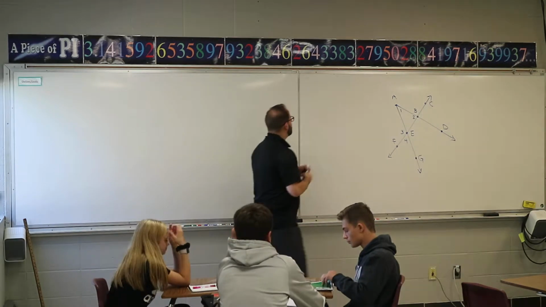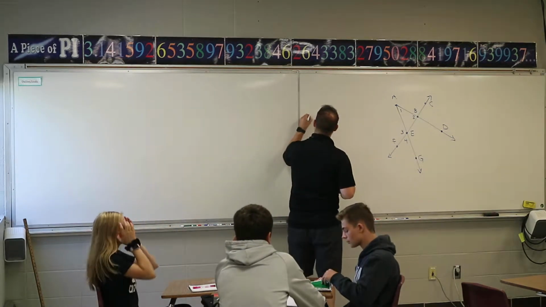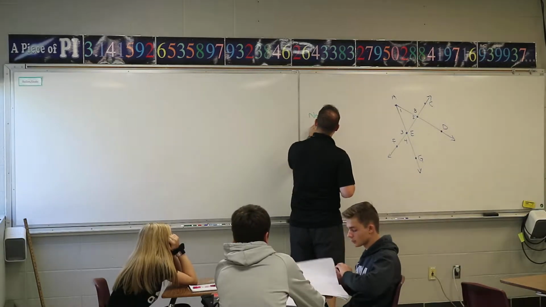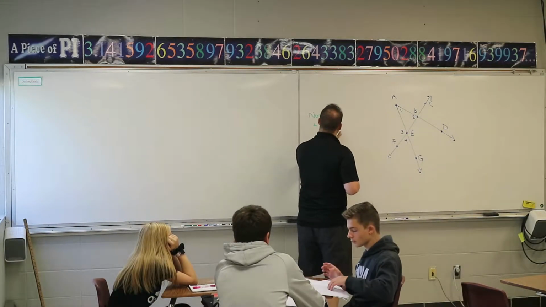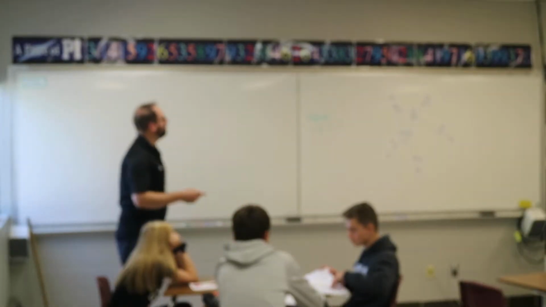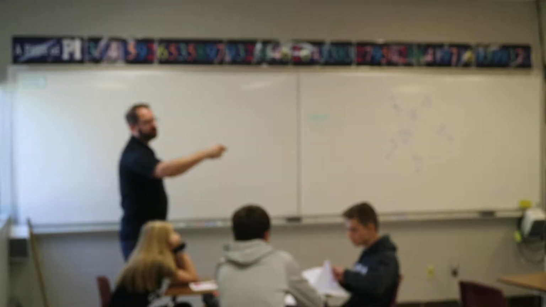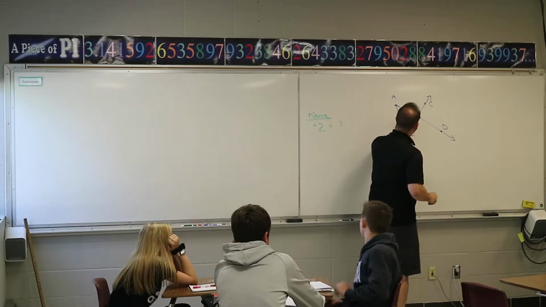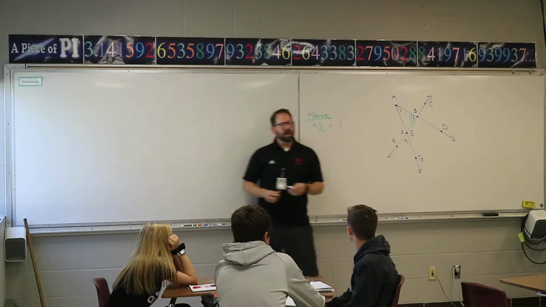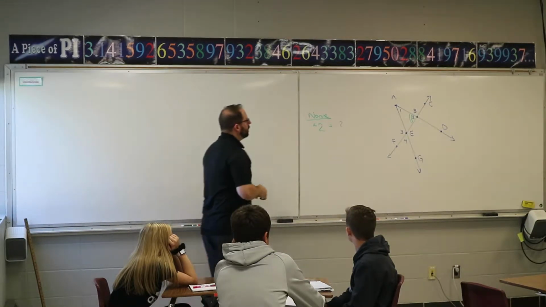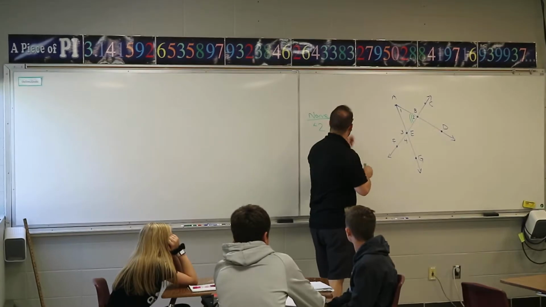Like for instance, the first one is to name angle 2. So what they want you to do is give me another name for angle number 2 on that picture. So number 2, if you can see it, is this angle right here. Can somebody name it other than just saying angle 2? What do you got? ABE. Perfect, that works.